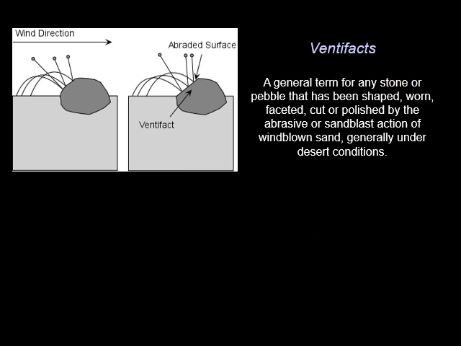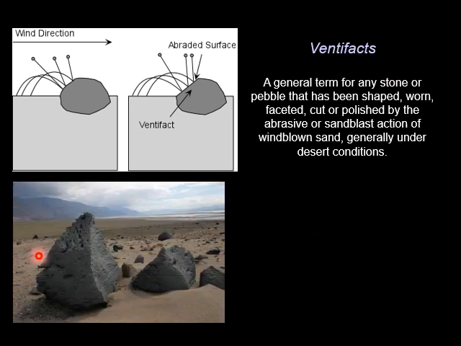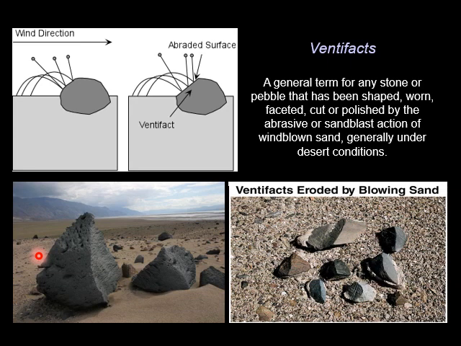These are ventifacts. It applies to a stone or pebble that has been shaped, worn out, or polished by abrasive and sandblast action under desert conditions. It results in these nicely shaped boulders and pebbles, and these are quite common in desert conditions.